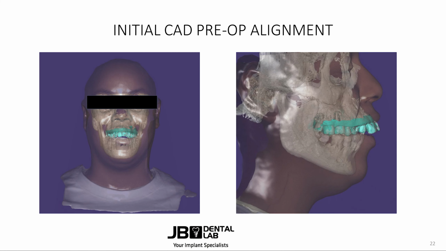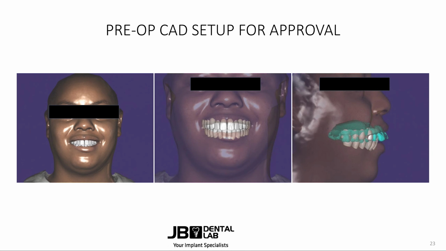Now that we have all of our pre-op records, we will start aligning and creating a digital replica of this patient. Here you can see a CT scan overlaid with a facial scan overlaid with intraoral scans. Once we've had our digital patient created, our designers will go ahead and set teeth in a desired position.